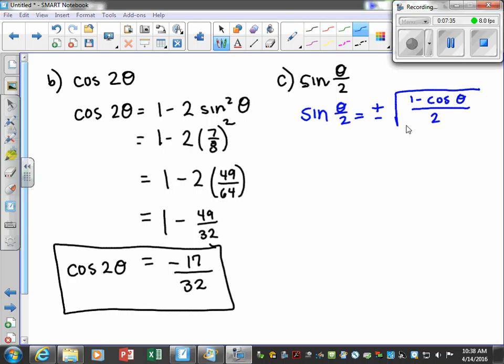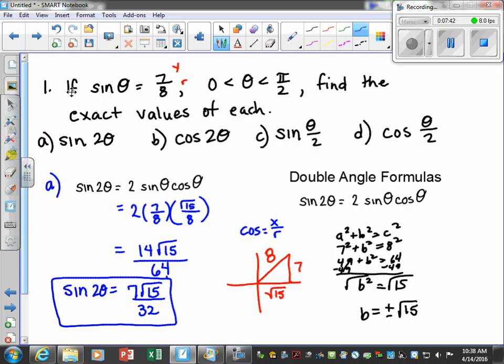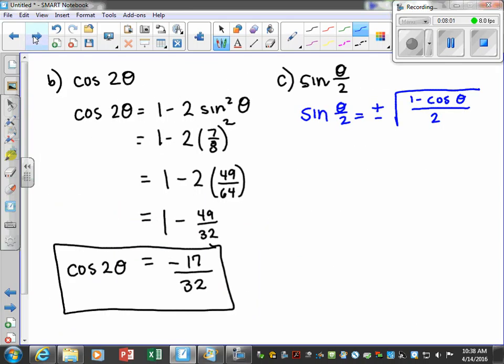Let's go back to our original problem and look at this. So first of all, if sine of theta is 7/8 and theta itself, this is just the angle theta, is in the first quadrant, we need to know about the half angle, so theta over 2. So let's just do some scratch work first to make sure our half angle is in that same quadrant.